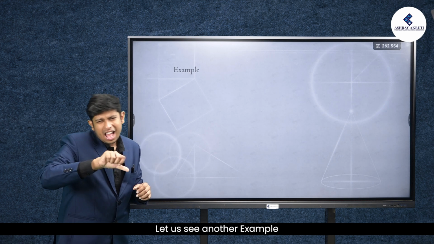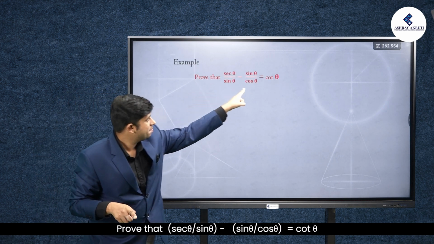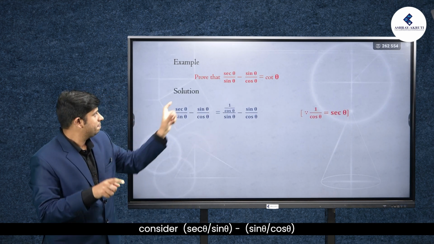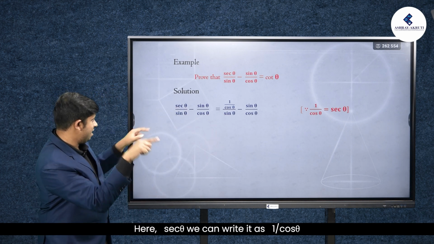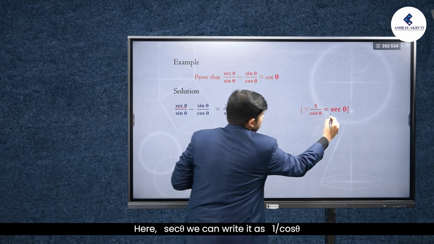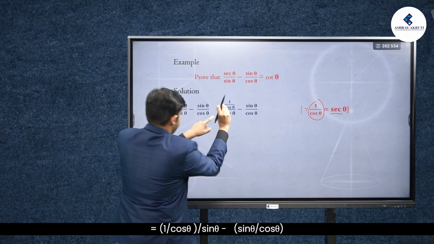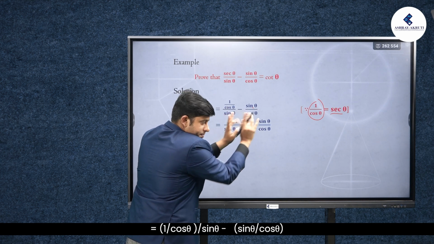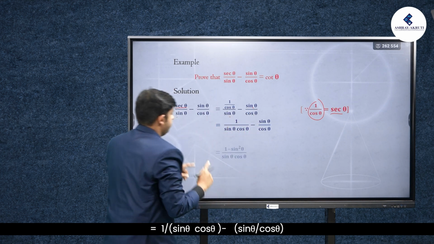Let us see another example. Prove that secant theta by sin theta minus sin theta by cos theta is equal to cot theta. Solution. Consider secant theta by sin theta minus sin theta by cos theta. Here secant theta we can write as 1 by cos theta. That is equal to (1 by cos theta) by sin theta minus sin theta by cos theta. That is equal to 1 by (sin theta into cos theta) minus sin theta by cos theta.